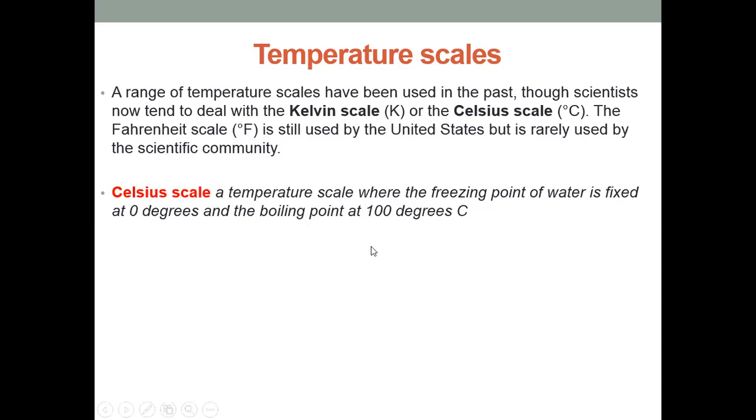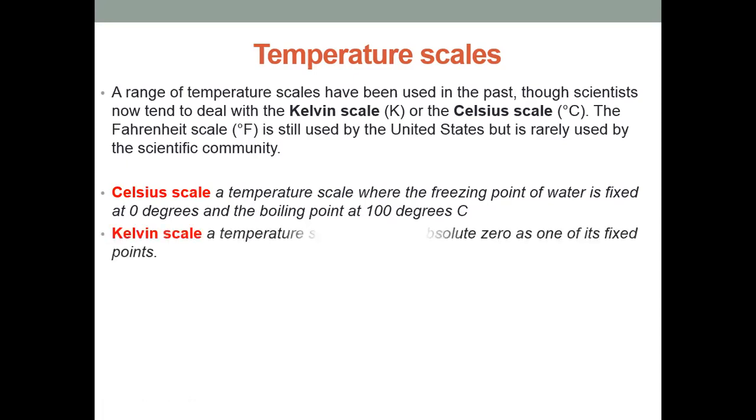Freezing point is 0 degrees, and the boiling point is going to be 100 Celsius degrees. Okay. For Kelvin scales, we use absolute zero. What does absolute zero mean? Absolute zero means one Kelvin scale is 0 Kelvin, which is equal to negative 273.15 Celsius, which is very low.